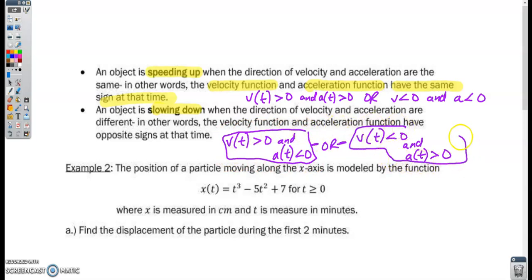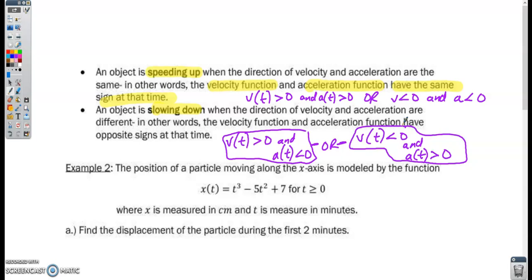Okay, so if I'm ever asked a question, is this object speeding up or slowing down, what I want to do is find the acceleration and velocity at that moment in time and see, are their signs the same or are their signs different? If they're the same, that means the object is speeding up. If they're different, that means the object is slowing down.